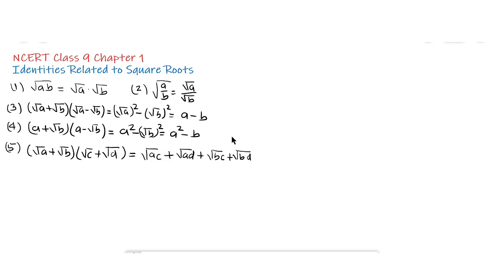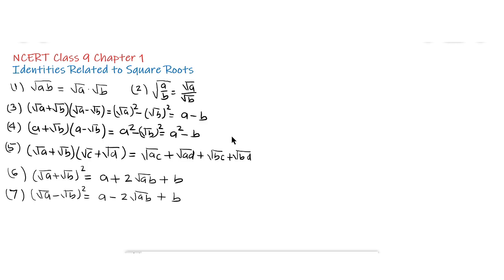Identity 5: (root A plus root B) into (root C plus root D) equals root AC plus root AD plus root BC plus root BD. Identity 6: (root A plus root B) whole square equals A plus 2 root AB plus B. Identity 7: (root A minus root B) whole square equals A minus 2 root AB plus B.